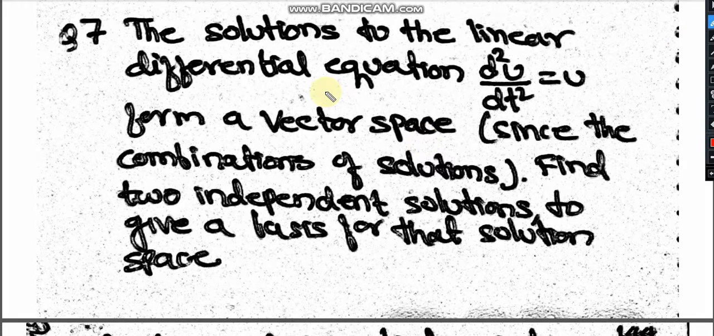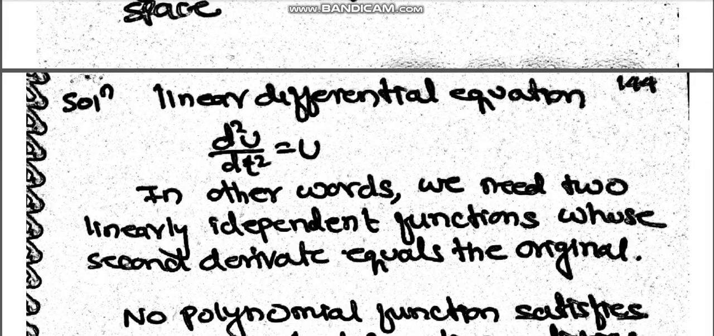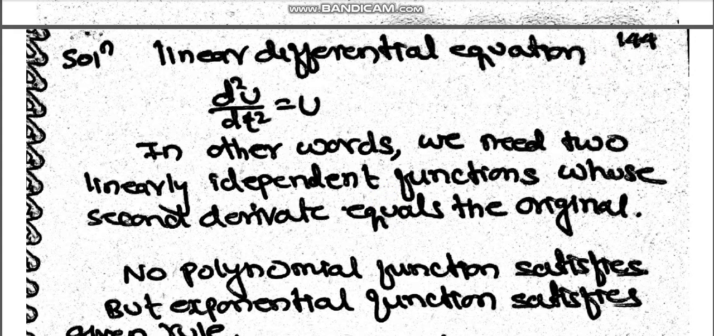So this is not a graphical linear transformation; it is just a linear differential equation. You have to find a matrix A such that the double differentiation of that vector should be the vector itself. So you have to find the solution for this. Find two independent solutions to give a basis for that solution. So you have two linearly independent functions whose second derivative equals the original.